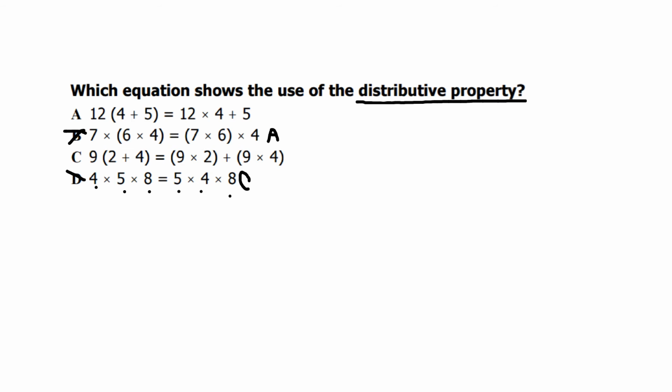The first one says 12 times the quantity of 4 plus 5 is equal to, or the same as, 12 times 4 plus 5. Well, let's see if that's true. Let's go ahead and solve this one off to the side. Let's see if this is in fact an equality.